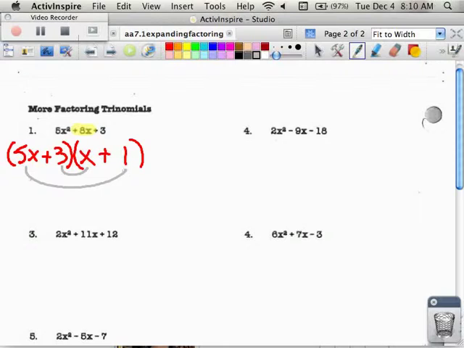So if you want to check, the only way really to take a look at this is when you look at what happens when you multiply the inners and the outers. Does it produce that middle term? That's the strategy that I would suggest.